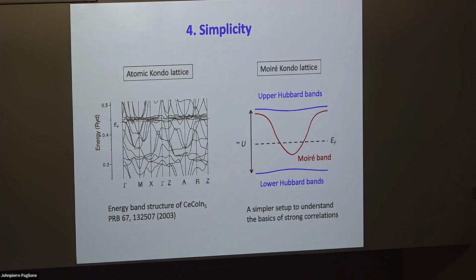But if you have a Moiré heterostructure, you can always engineer the bands so that you can tune your Fermi energy near the top of one band, and they have relatively simple band structure. For instance, you can create a Moiré Kondo lattice in this case, where you have the upper and lower Hubbard bands, and then you can put in a more dispersive Moiré band in between.